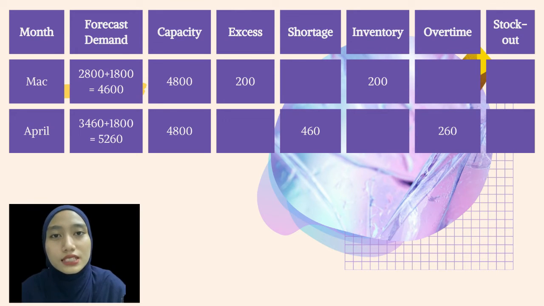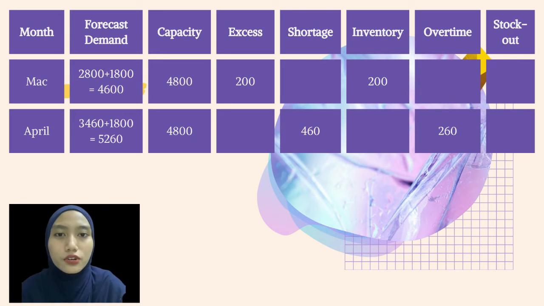So as we can see in the table for March, the forecasted demand is 2,800, which needs to be added to 1,800. 1,800 is the monthly forecasted demand from other buyers. This is based on the additional information given. So the total is 4,600, minus the capacity of 4,800. Then we get 200 excess of the forecast demand. So we put 200 in the inventories column since it is excess.